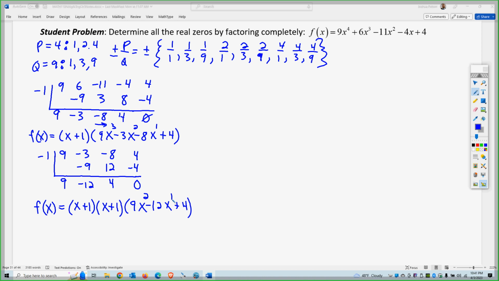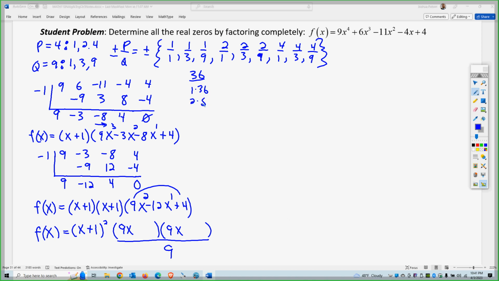Okay, so I'm trying to think, nothing in common there as far as factors goes, so we'll factor this now. So we're left with x plus 1 squared, and 9x squared minus 12x plus 4 all over 9. So 9 times 4 is 36, right? So 36 is 1 times 36, 2 times 18, 3 times 12, 4 times 9, 6 times 6, or the negative options, obviously. What I'm trying to get is -12, so double negative 6s will work for us.